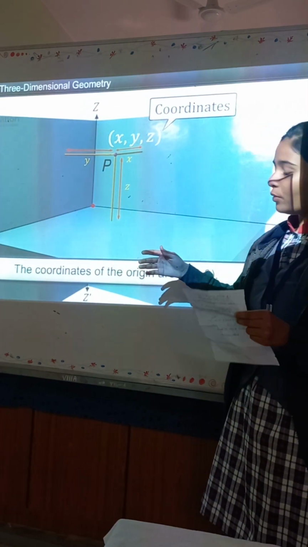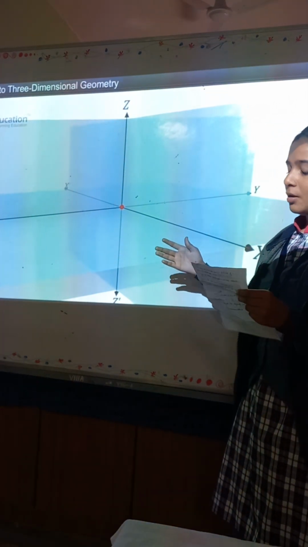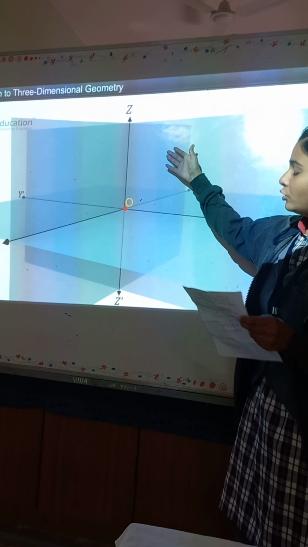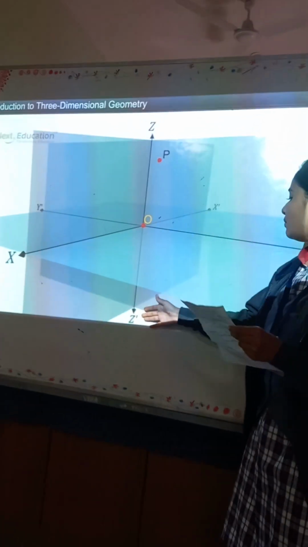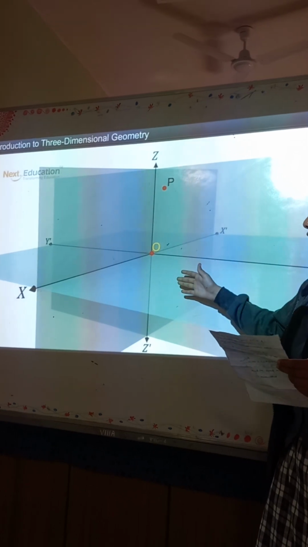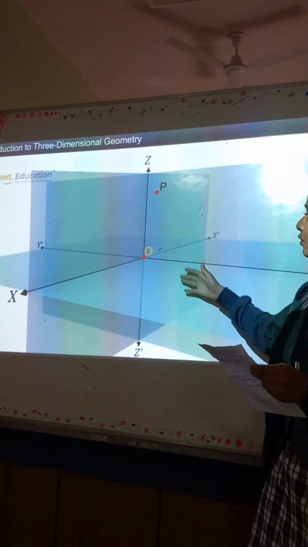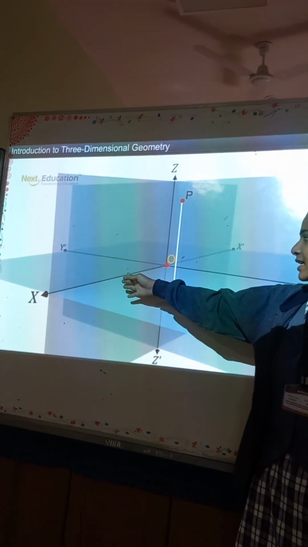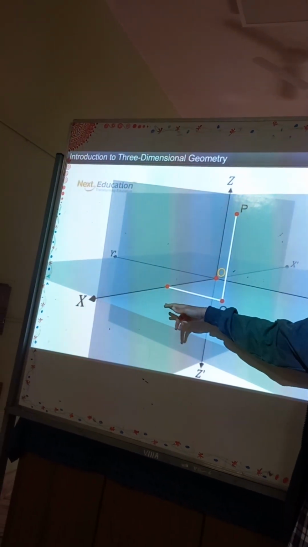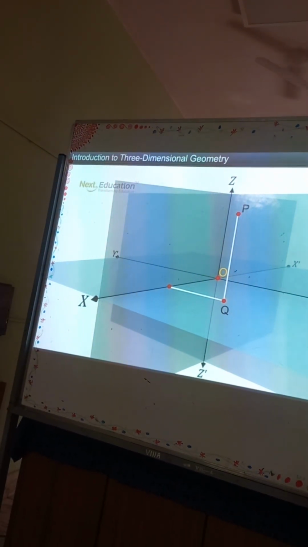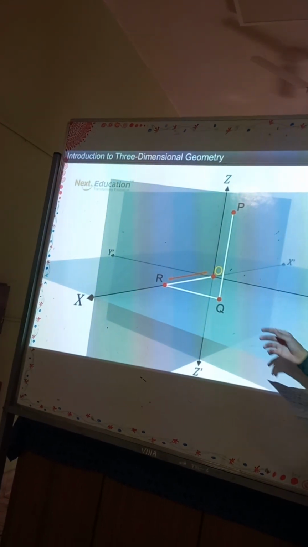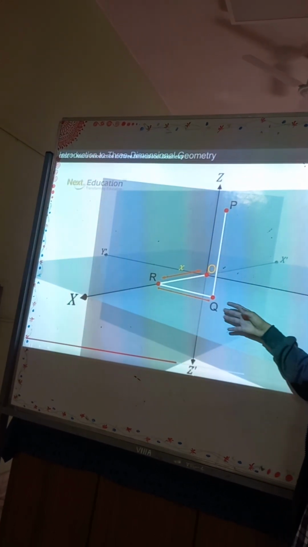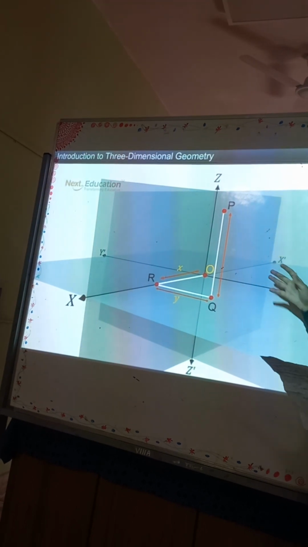Now we will see how we use these coordinates to locate a point in coordinate space. Let's take a point P. Drop a perpendicular on the xy plane so that it meets at a point Q. From Q, drop a perpendicular on the x axis, parallel to the OY axis, so that it cuts the x axis at a point R. Now join R to the origin. Here RO is the x coordinate, RQ is the y coordinate and PQ is the z coordinate.